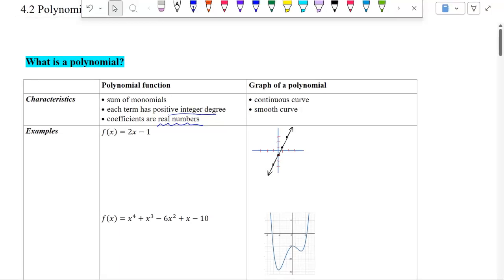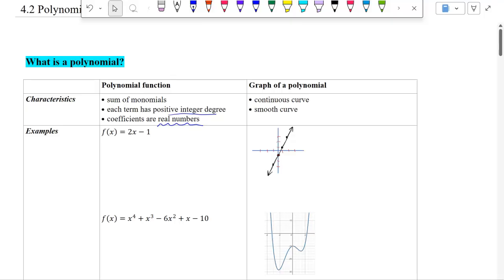Okay, ladies, let's take a look and talk about polynomials today. Polynomials really are just a sum of monomials. Monomials are just one term. Polynomials can have many monomials. There are some specific requirements to be a polynomial function.